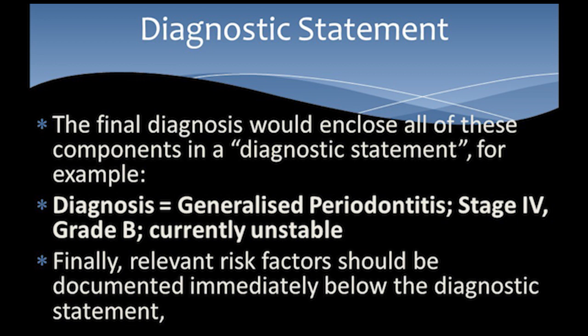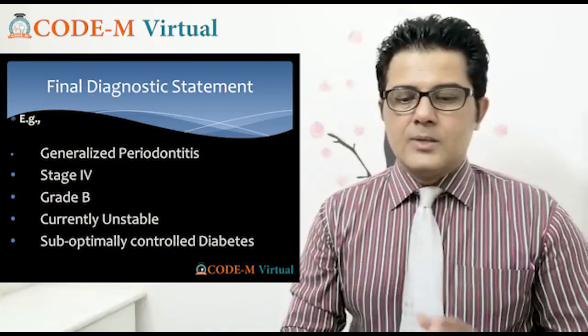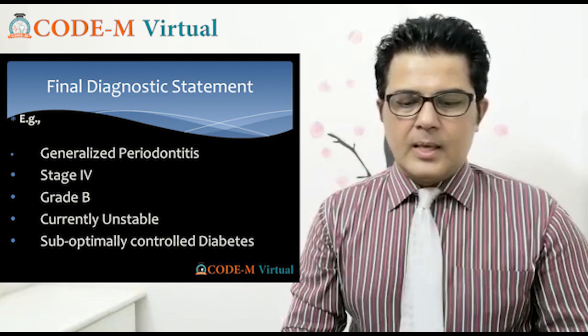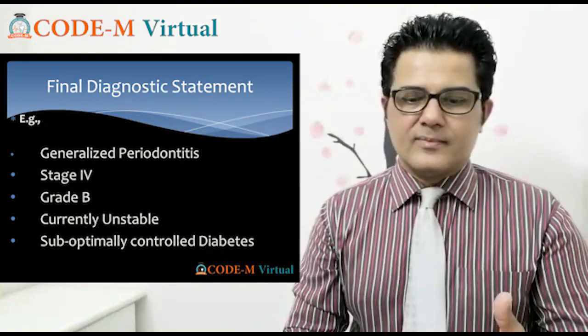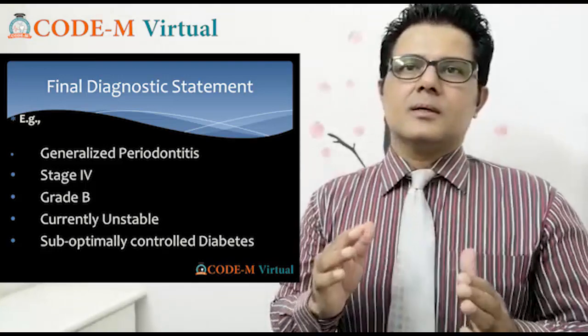And finally, as a note, we have to document the relevant risk factors below the diagnostic statement, whether it's smoking or diabetes or genetic, whatever. We have discussed all these in previous slides. So the final diagnostic statement becomes, for example, for a patient: generalized periodontitis, stage 4, grade B, currently unstable, suboptimally controlled diabetes. So this is for the examination, grading, complete definitive diagnosis and treatment plan for a patient, how we are going to implement this classification on the examination and diagnosis of the patient.